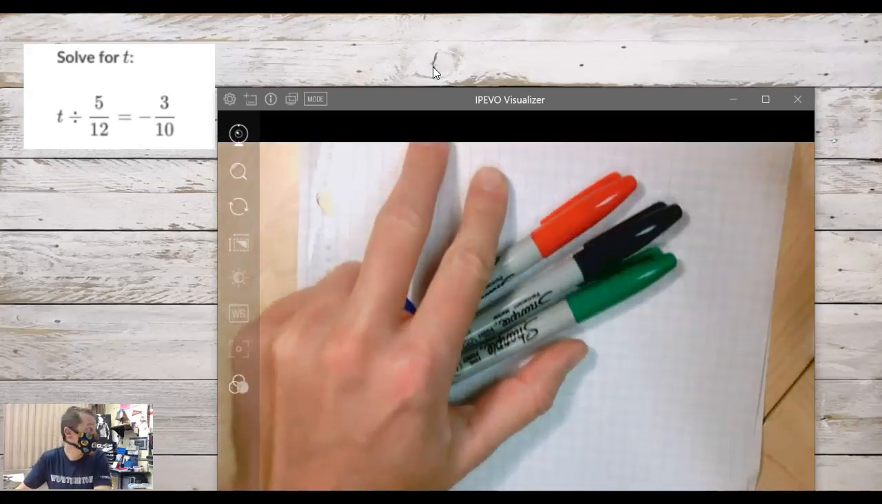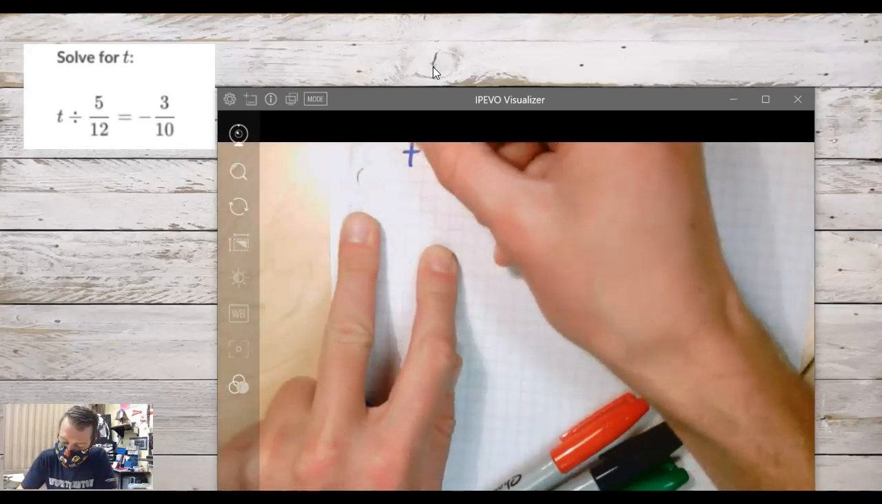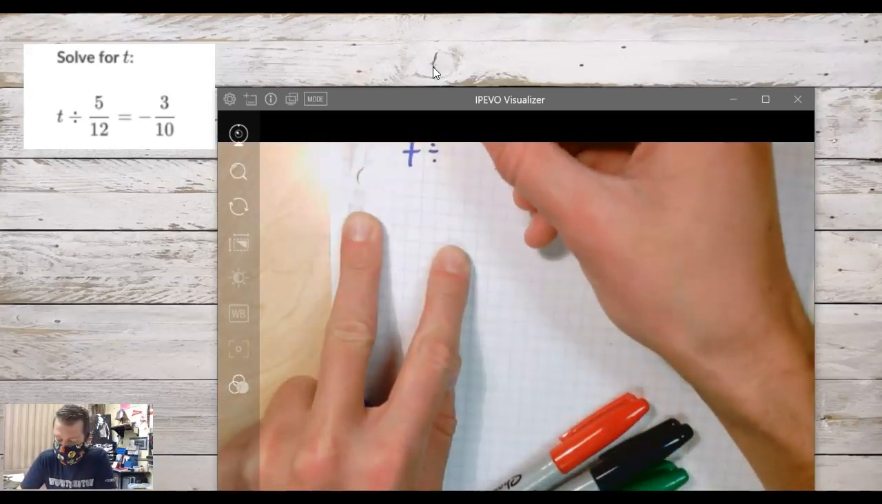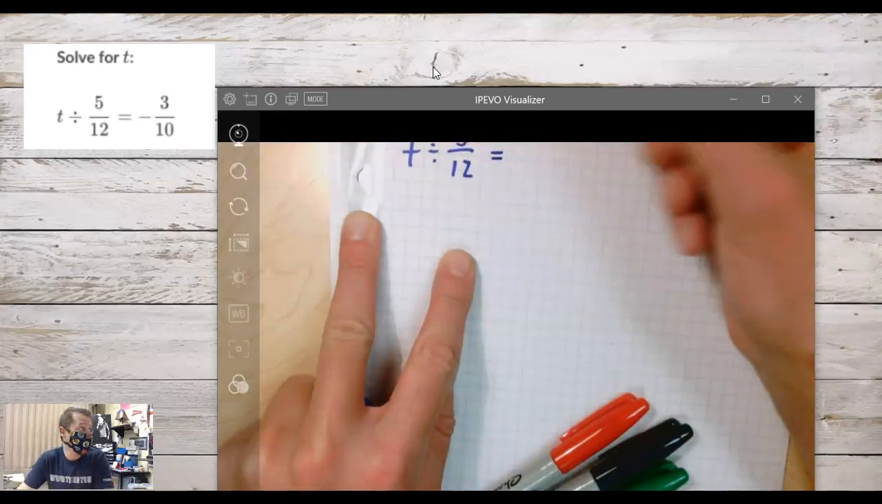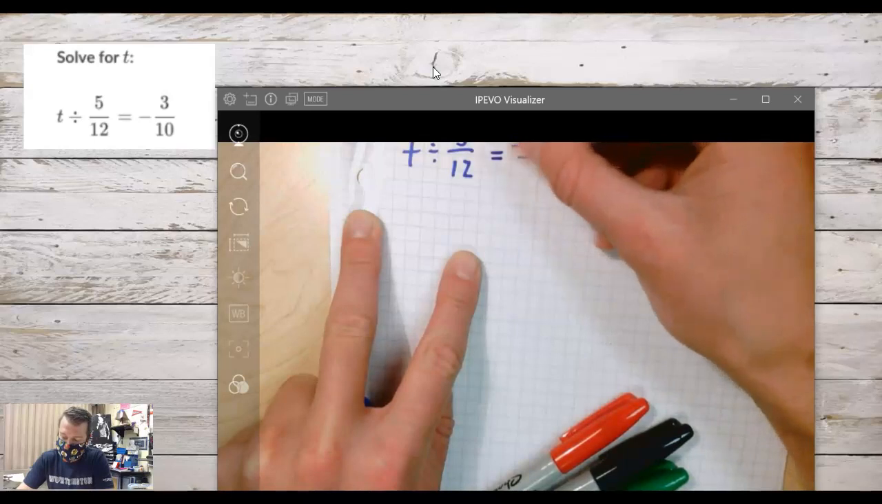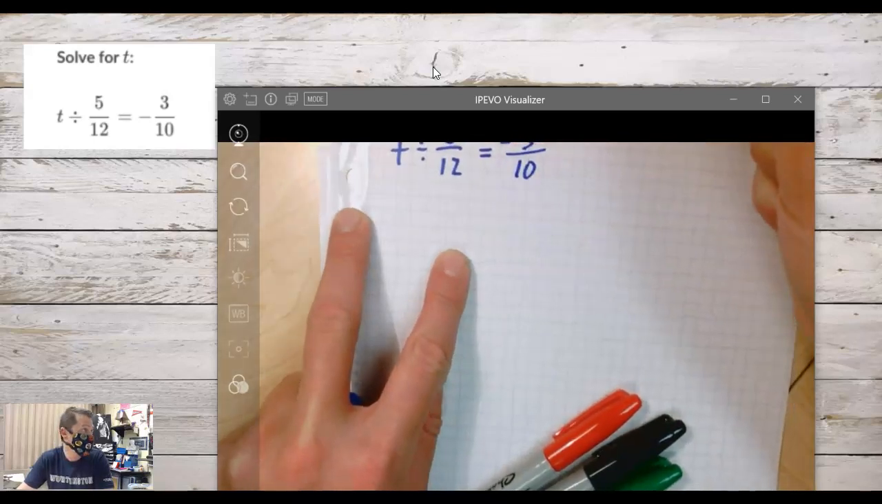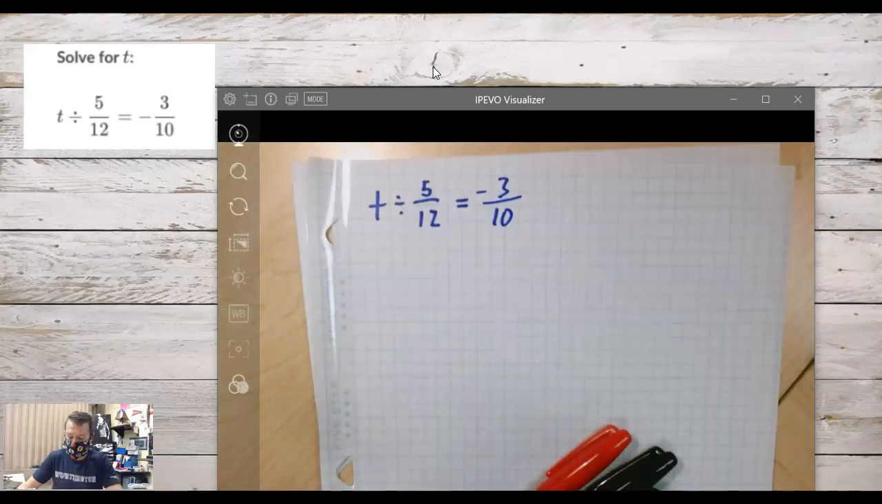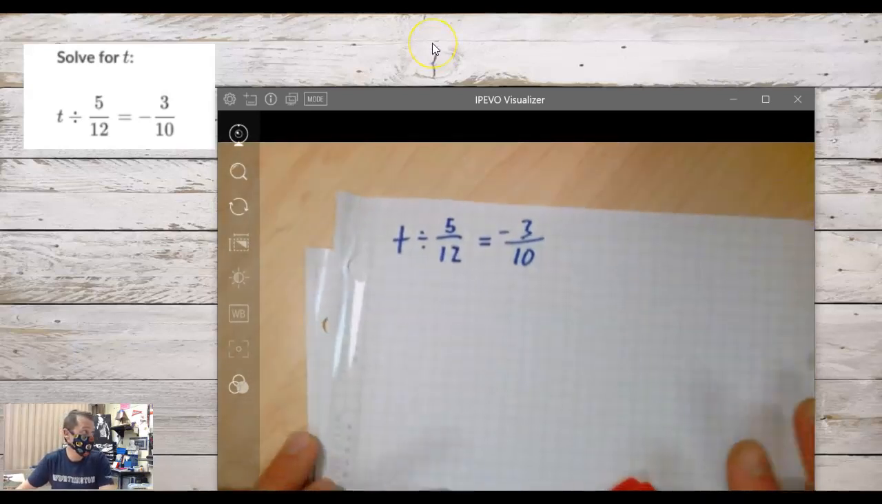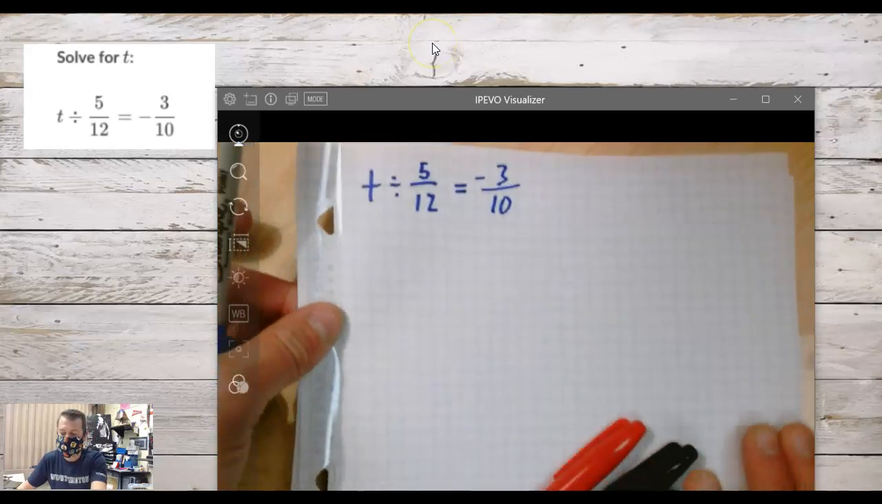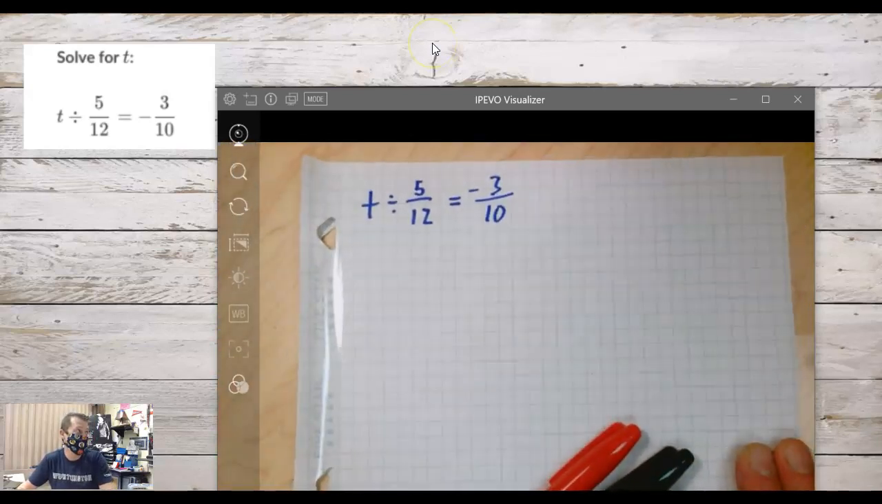Trust me, you will. So we have t divided by 5/12. And guys, even if you aren't working along with me, if you are out there in YouTube world trying to do math without paper and pencil, you are shooting yourself in the foot before trying to run a race. You would never shoot yourself in the foot before trying to run a race. Why would you try to do math without writing things down?